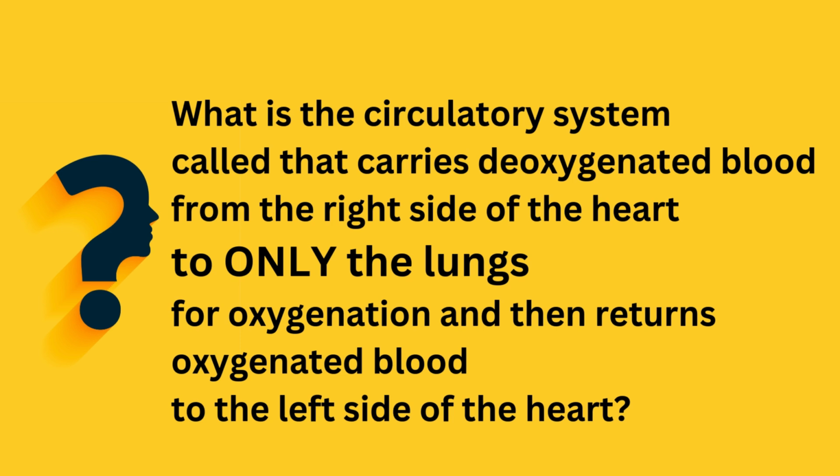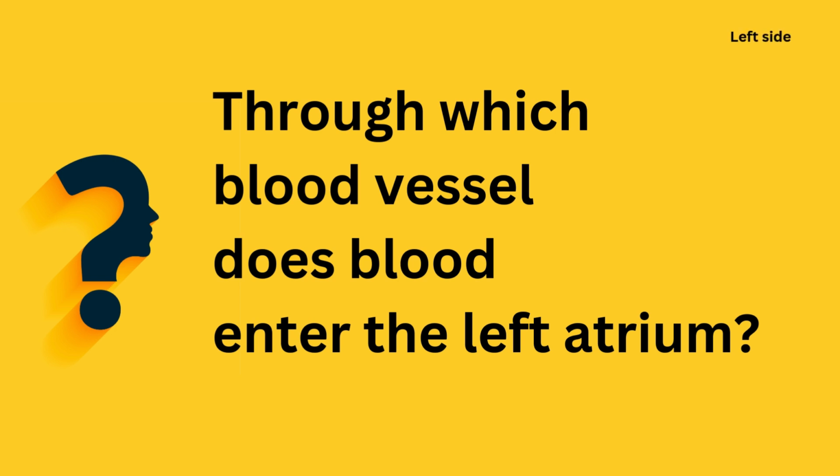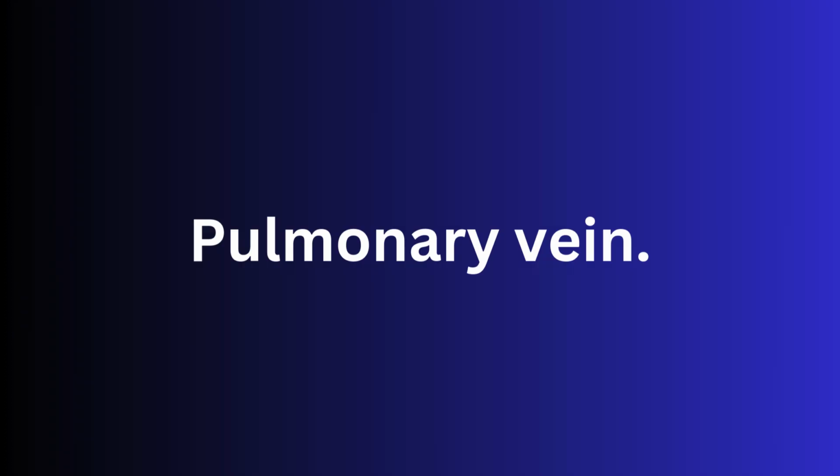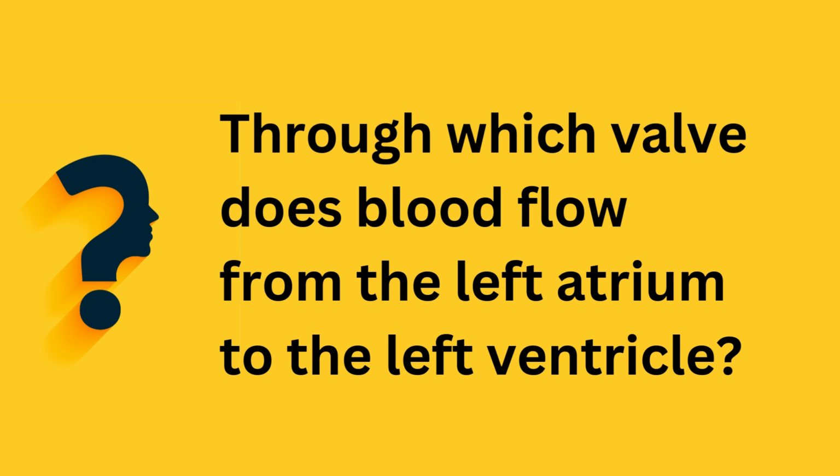only the lungs for oxygenation, and then returns oxygenated blood to the left side of the heart? Pulmonary circulation. Through which blood vessel does blood enter the left atrium? Pulmonary vein. Through which valve does blood flow from the left atrium to the left ventricle?